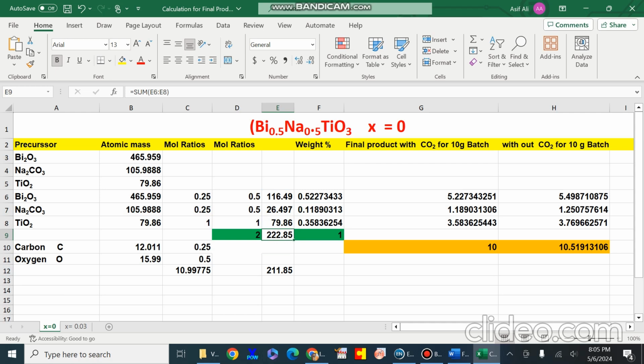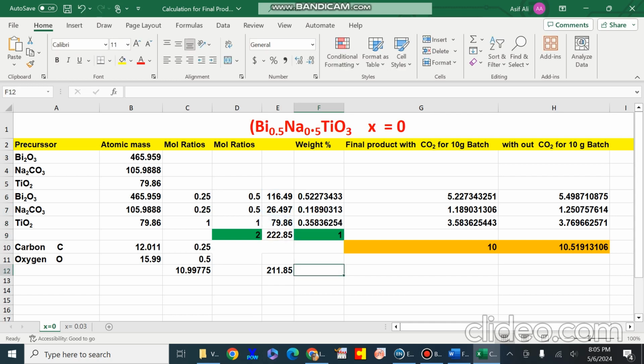Now, in order to know how much weight percent we need of the bismuth, how much weight percent we need of the sodium, and how much weight percent we need of the TiO2, we need to divide the whole formula mass by the atomic mass of the individual elements. So, here we will divide the bismuth oxide atomic mass by the whole formula mass, and the same is the case for the other 3 as well.